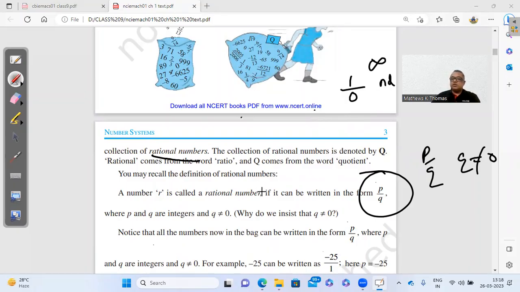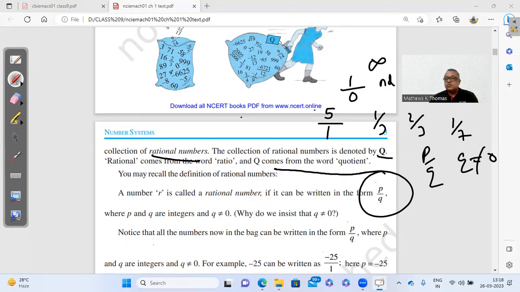So rational numbers are anything in the form of p by q. So a natural number is a rational number, right? We have any natural number, it can be written as 5 by 1. You can have any fraction, all fractions are rational numbers. So anything in the form of p by q. So what is this p by q? It's a fraction, and therefore the collection of rational numbers is denoted by Q.